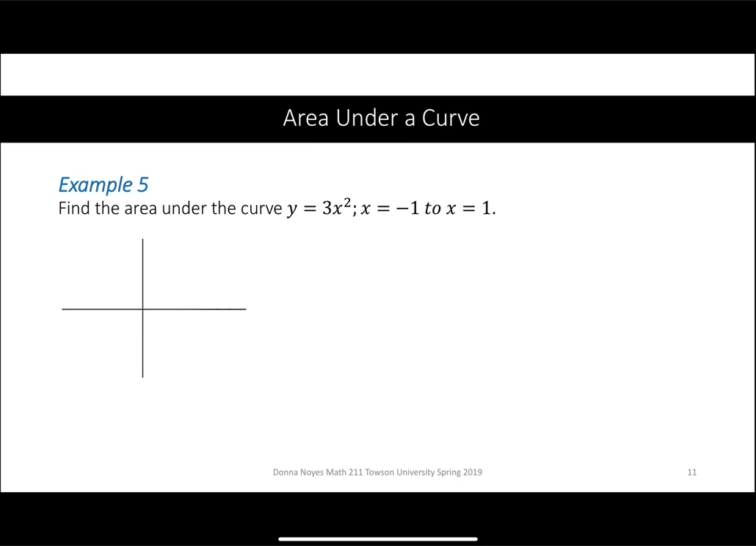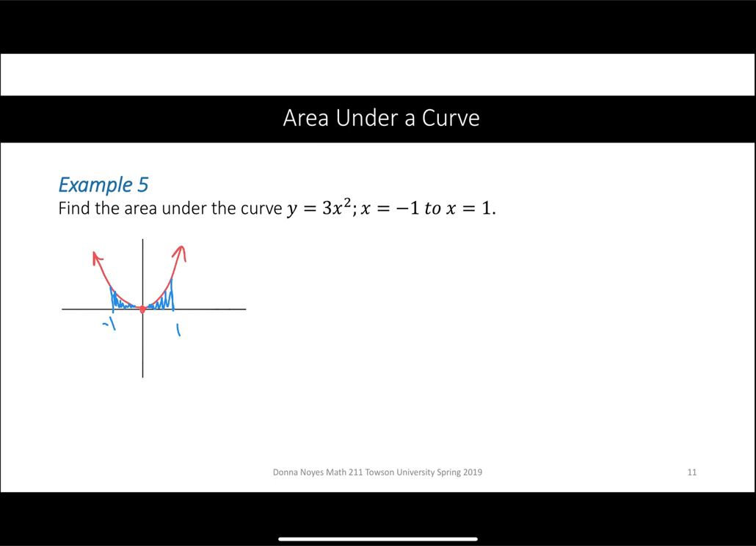Well, 3x squared is a quadratic. And this quadratic starts and stops and reflects around the origin. The vertex is at the origin. And what we're looking at is the area from -1 to 1. This area under here plus this area under here. Because both regions are still positive, we can do it in exactly the same way as we've done so far.